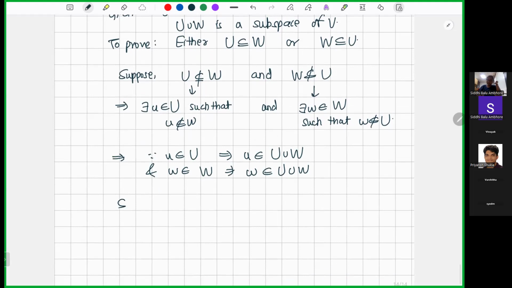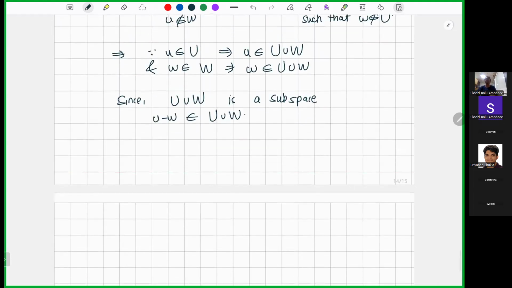And also, since U union W is a subspace, this u minus w or u plus w, whatever point you want, this u minus w belongs to U union W. So now I have this u, w and u minus w, all three belong to this subspace U union W. So this implies what?